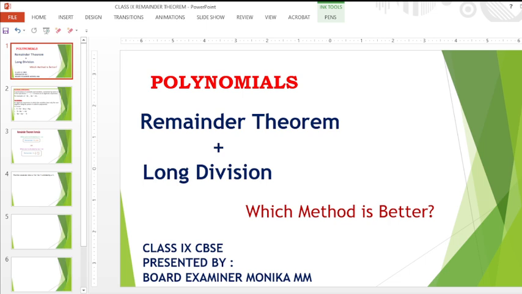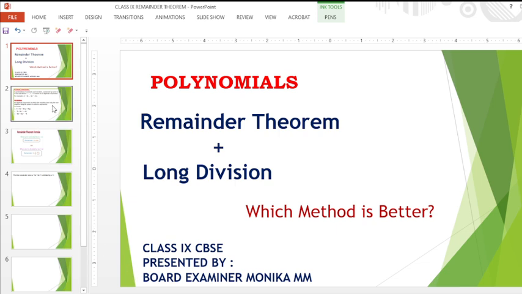In this session, I will explain the Remainder Theorem using one example. I will also show you how to solve the example by using the long division method as well as the Remainder Theorem. You can compare both the methods so that you can understand which one is easier or better to use in exams. So stay with me till the end.